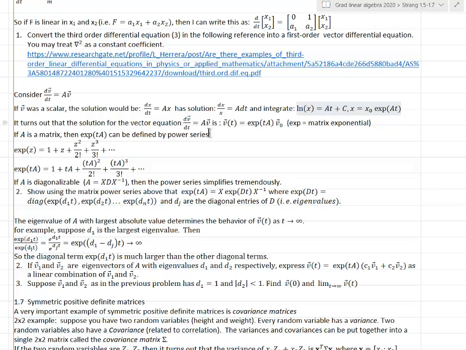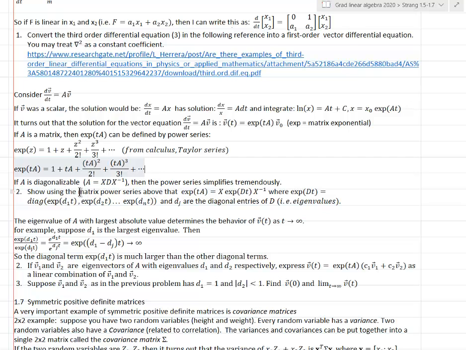Now, if A is a matrix, then the exponential of TA can be defined by power series. This is a power series from calculus, right? This is what you call Taylor series. Okay, and then I'm just doing the same thing with a matrix. I'm plugging in the matrix instead of the number. And this is perfectly well defined because I can multiply matrices together. Right? This is a perfectly well defined matrix. And it turns out that this converges in everything. I'm not going to talk about that, but it's a well defined power series. All right. Now, if A is diagonalizable, then the power series simplifies tremendously.